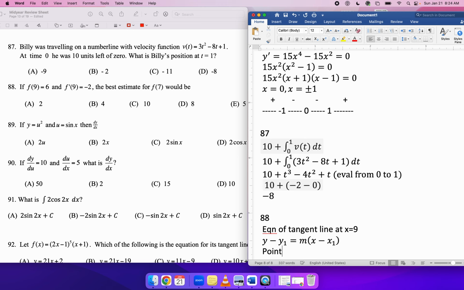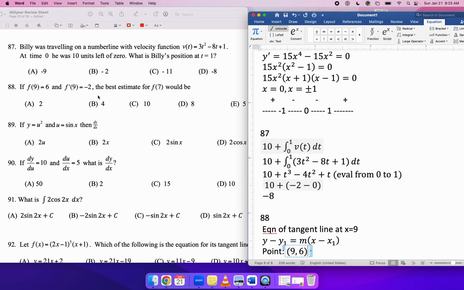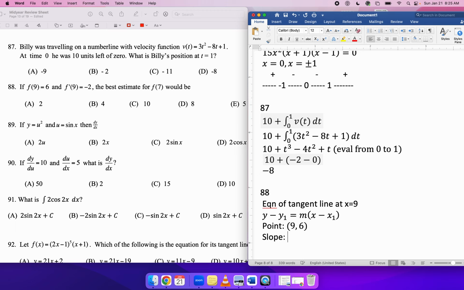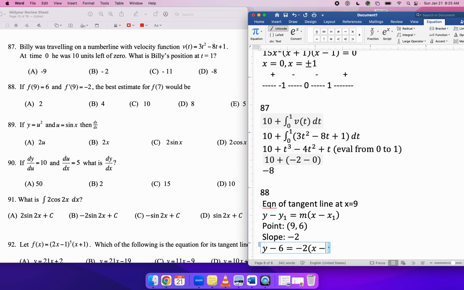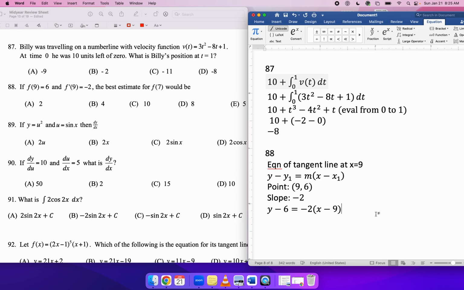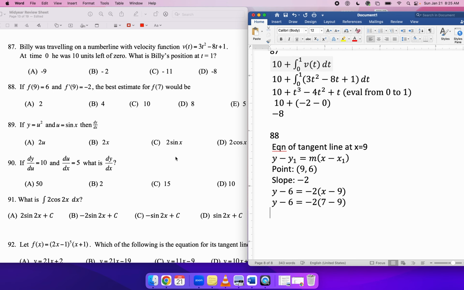What's the point on the line? Well, it's going to be 9 comma, what is f of 9? Well, you're told what it is. It's 6. And then what is the slope m? Well, of course, that's f prime of 9, the derivative at 9. But you're told what that is. It's negative 2. So the equation of the tangent line at 9 would be y minus 6 equals negative 2 times x minus 9. Now, if you want to use this to approximate f of 7, you should just plug 7 into that equation for x. So you get this, solve for y, that'll be your answer.